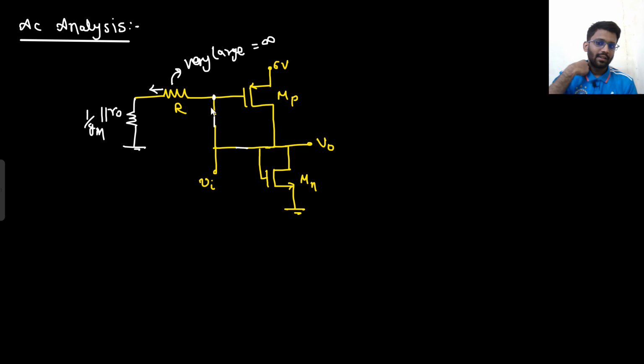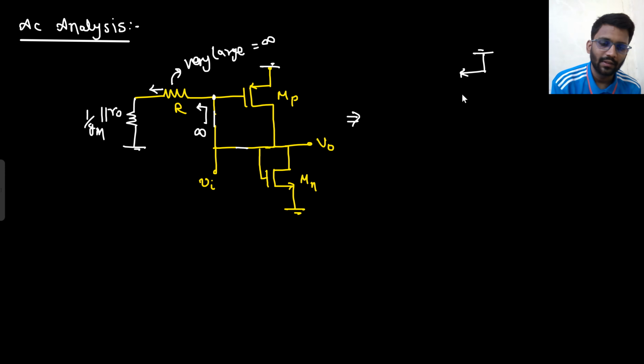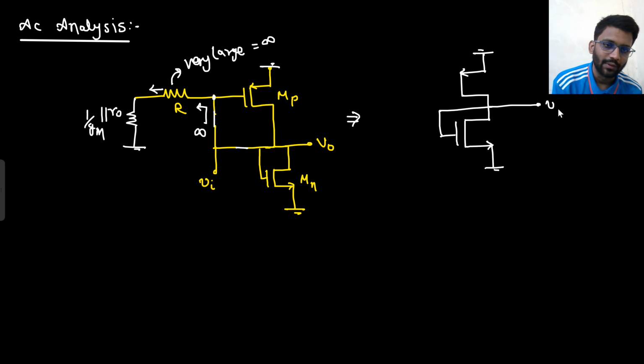So from V in, if you look this side, the resistance will be infinity because that is very large, right? So this is your 6 volt. 6 volt will also be grounded. So basically this is your ground. This is your ground. Then you are having this MP. Then you are having this MN. This is your V naught.